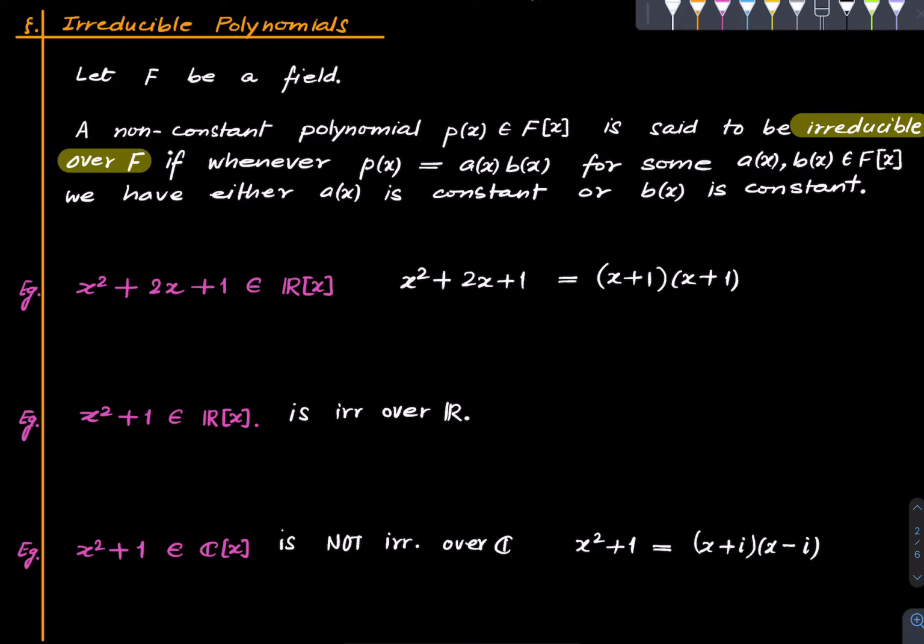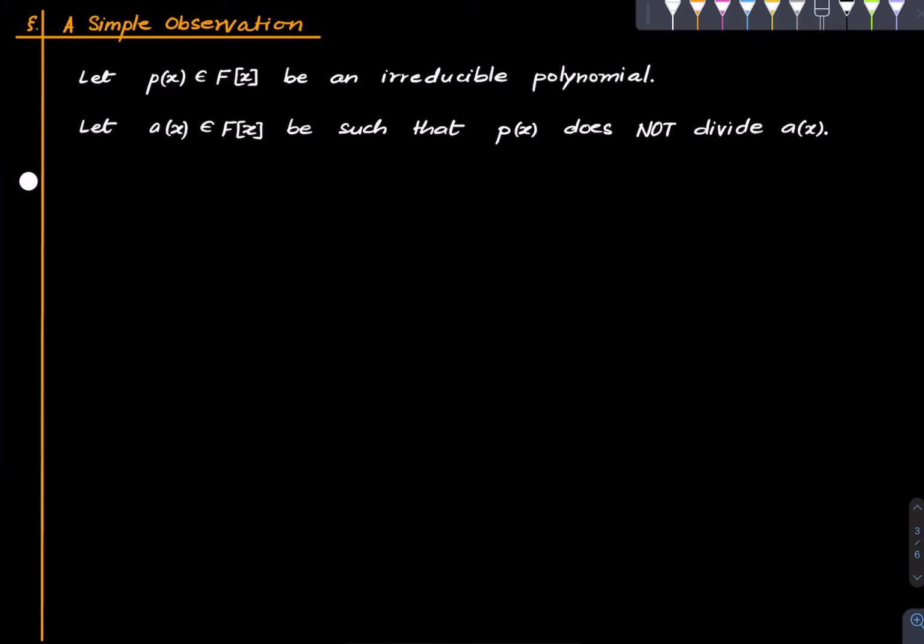All right, so let's move on. Here's a simple observation. Suppose we have a polynomial p(x), which is irreducible over F. And suppose a(x) is a polynomial over F, such that p(x) does not divide a(x).